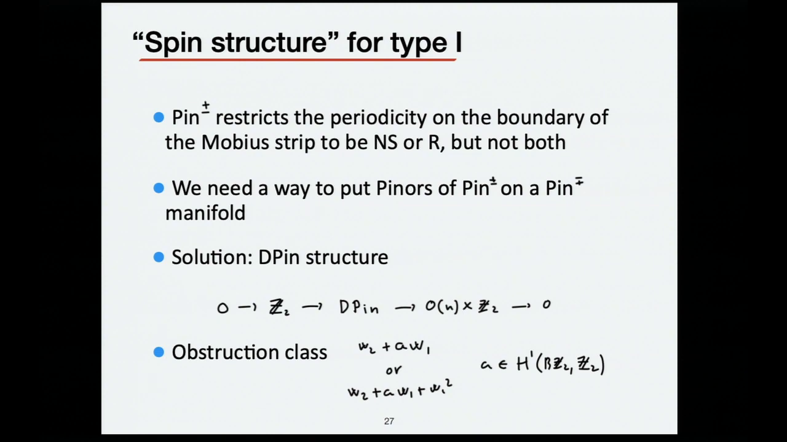But perhaps the better way to think about it is that there's some obstruction class, which is W2 plus A W1, where A is just the Z2 ratio. And so this is if we're thinking about putting things in a pin minus manifold, where I could have a W2 which is non-zero, and the same for pin minus.